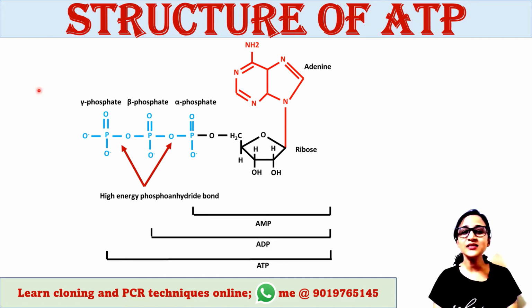So adenosine monophosphate or AMP possesses adenine, ribose sugar and one phosphate moiety. And this phosphate is called alpha phosphate.